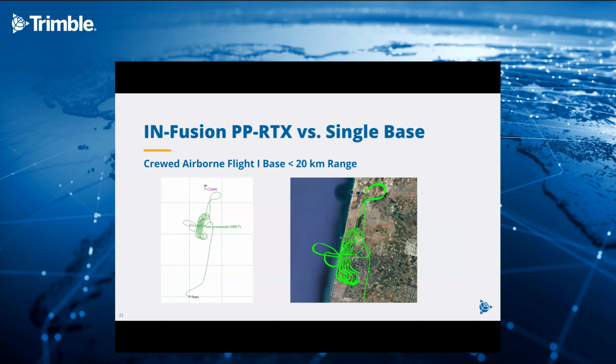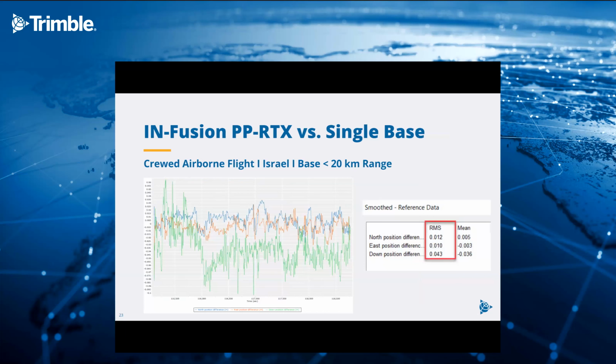Here another example for a crewed airborne flight where the base station is within 20-kilometer range, and we compared with Ion Fusion PP-RTX standard processing. That data set is from Israel here. Same thing. On the left side, you can see northeast and down plotted RMS or difference over GPS time. And on the right side, we can see the northeast down RMS, which is 1 centimeter horizontally and 4 centimeter vertically.